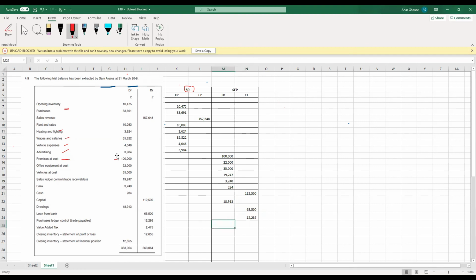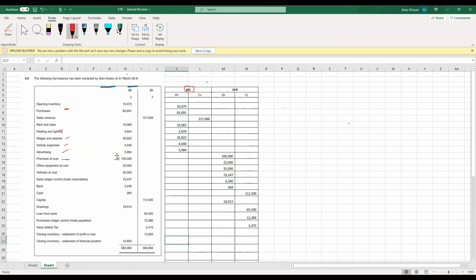Then value added tax. It's a credit balance. It's a payable amount. Therefore, it's a credit balance. It's a liability. Then you have this closing inventory, statement of profit or loss, and a statement of financial position.